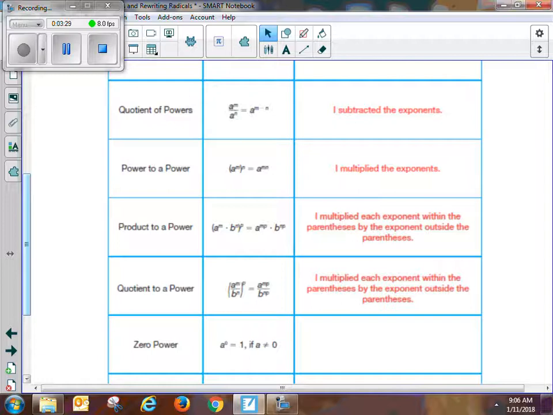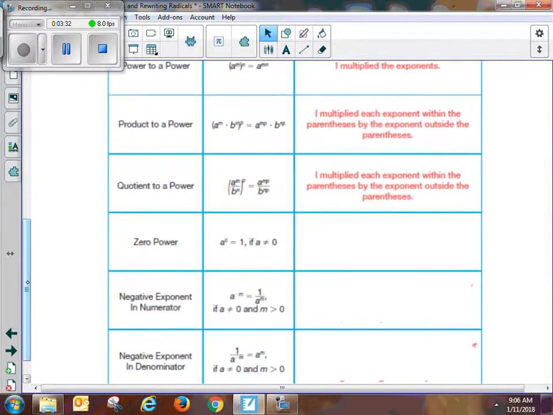Question. Okay. Everybody should know this one. You just have to memorize it. Anything to the 0 power is 1.